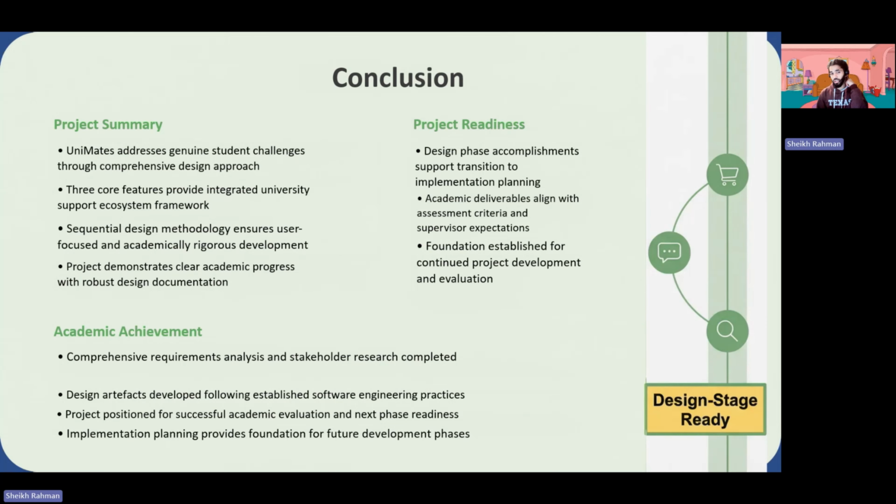In conclusion, Unimates addresses genuine student challenges by providing an integrated mobile platform for student academic and social support. The project demonstrates strong academic progress through structured requirement analysis, stakeholder research, and system modeling. The design phase has established a solid foundation for future implementation, testing, and evaluation.